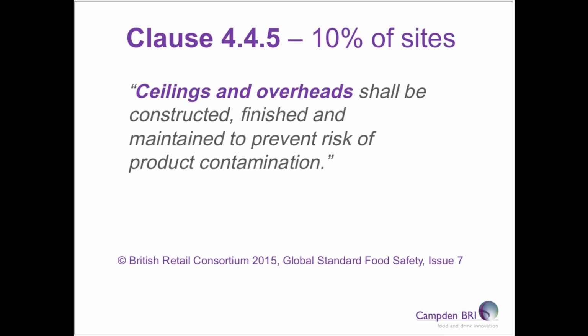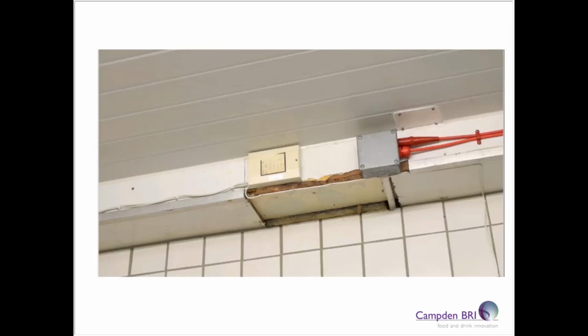The next clause of concern, around 10% of sites having an issue here, is on ceilings and overheads. This is clause 4.4.5, and they should be constructed, finished and maintained to prevent the risk of product contamination. Yeah, one of the first things I do in a food factory, when I go into it, is look up, see what's on the ceiling in the roof space that could be causing contamination.